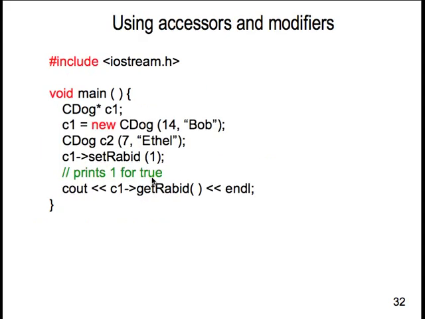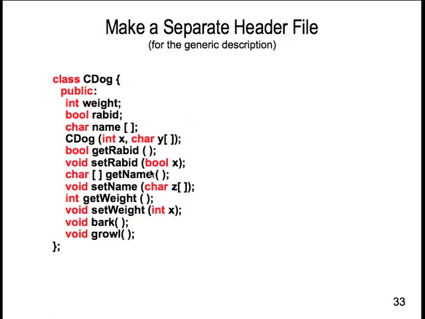Out there in main, in our driver program, we're going to use it. We have C1, and because we're using C1 as a pointer, we're using the pointer dot resolution, set rapid 1, and then cout get rapid, and it prints out 1 to the screen because that's the value we've set rapid to. So it's going to print out true, I should say. That's the interesting thing about C++: we do have the Boolean data type, so we can set true or false with 0 or 1 to correspond to true or false.